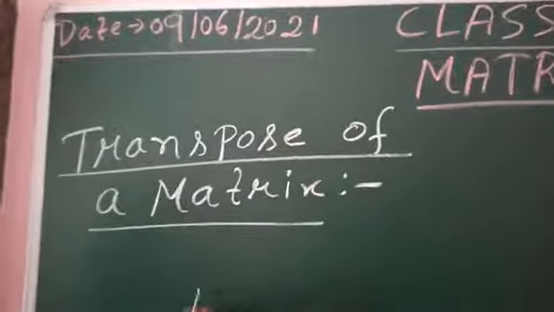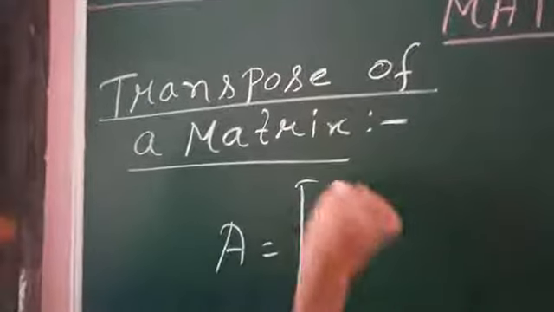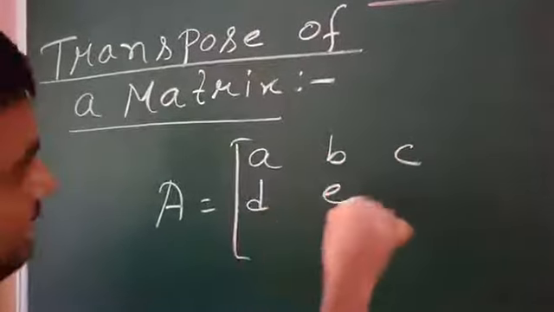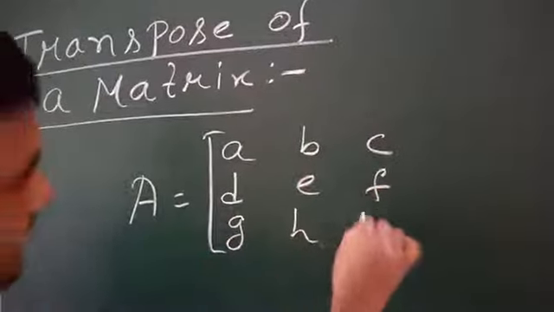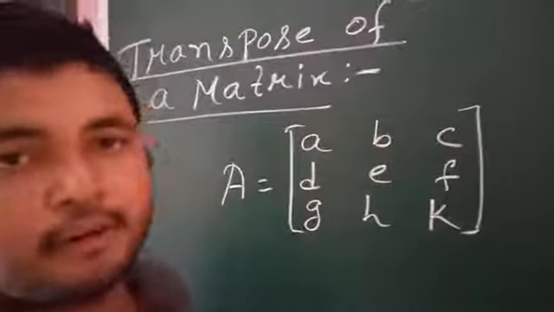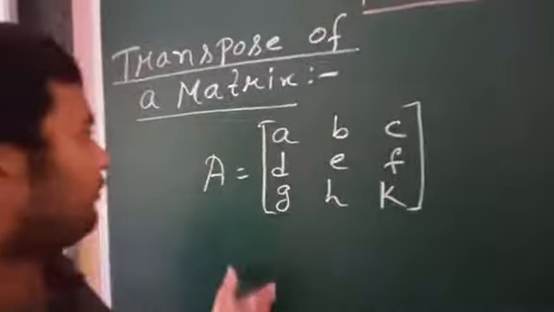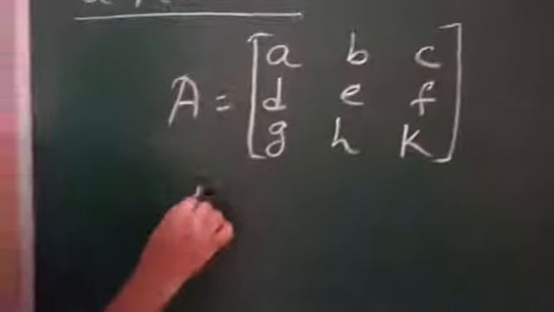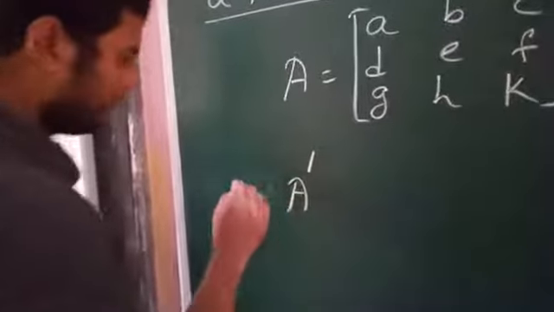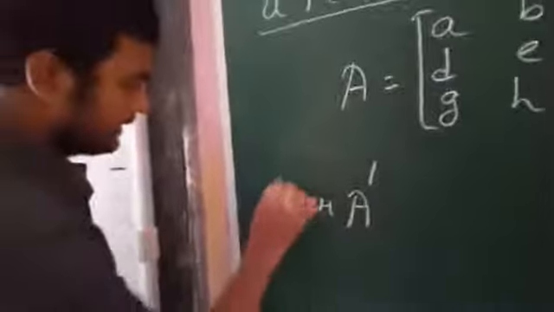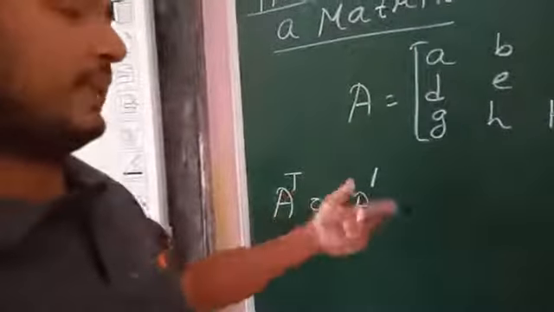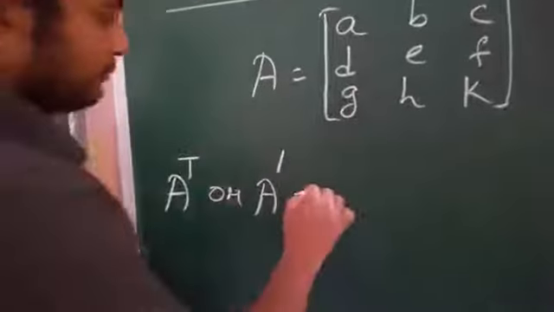Suppose, without going to the definition, directly we will go to one example. Suppose A, B, C, D, E, F, G, H, K. This is a matrix of order 3 by 3. So if we have to find out A transpose, it means A dash, or you can write it as A to the power T. These two are the symbols for transpose.